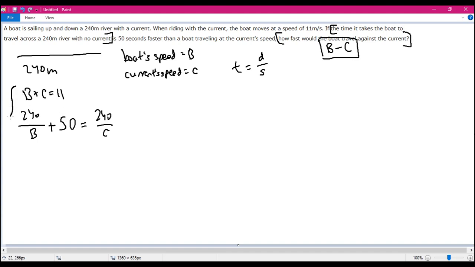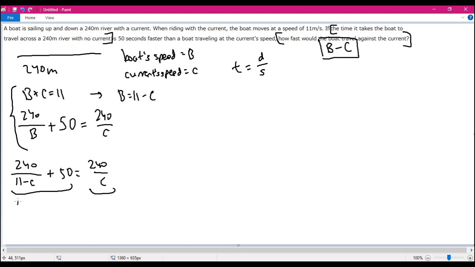Now we have here a system of equations which we can use to solve for B and C. We'll do that by rearranging this. We see that B equals 11 minus C, and so we'll go ahead and substitute that in. 240 divided by 11 minus C, plus 50, equals 240 divided by C. What we're going to do is multiply both sides by C times 11 minus C. Notice these are denominators, and that way we can clear them out.